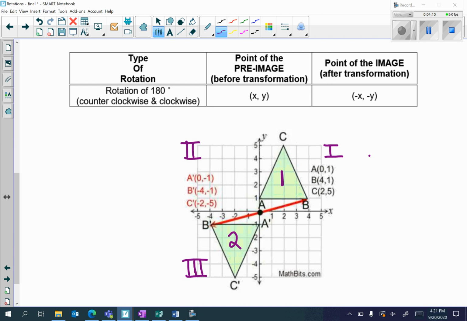So for example, if I look at B, B is 4 comma 1. If I wanted to rotate B 180 degrees, I would have to negate both the x value and the y value. So negative 4 comma negative 1.